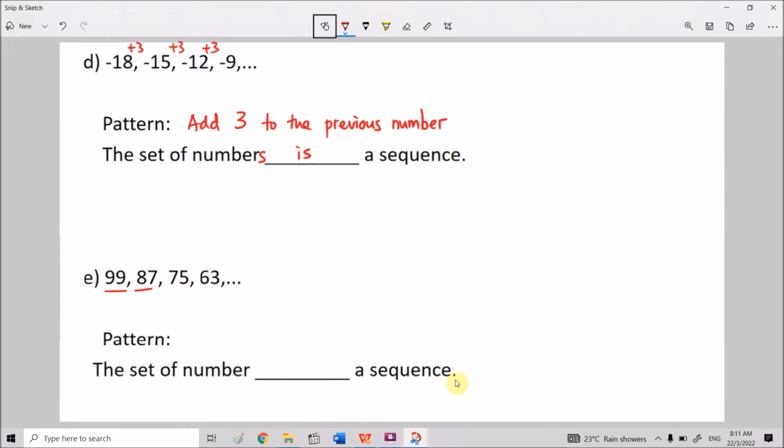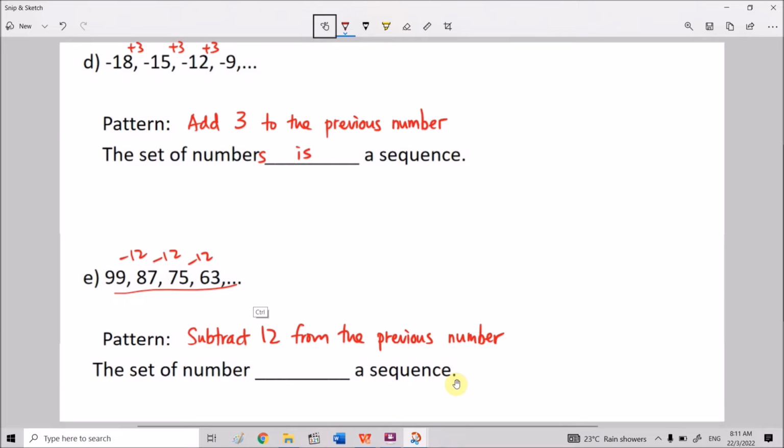From 99 to 87, the next example, you subtract 12 from 99, you get 87. Then if you subtract 12 again, you get 75. If you subtract 12 again, you get 63. So the pattern here is subtract 12 from the previous number. Since this set of numbers follows this pattern, hence it is a sequence.